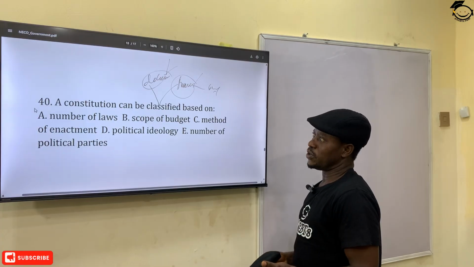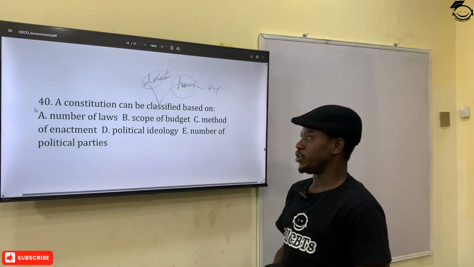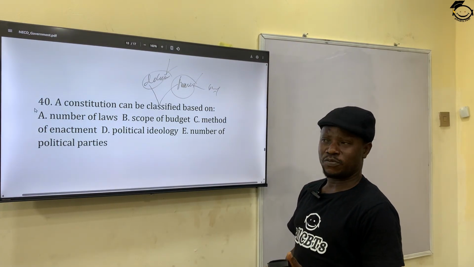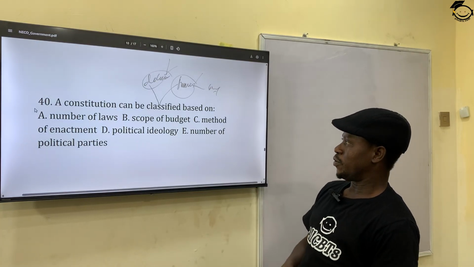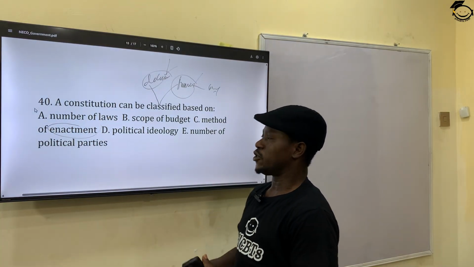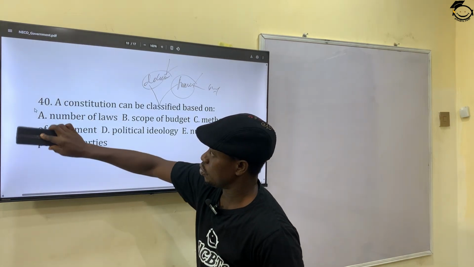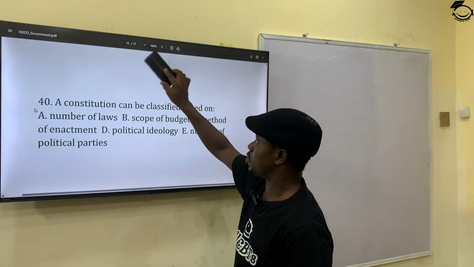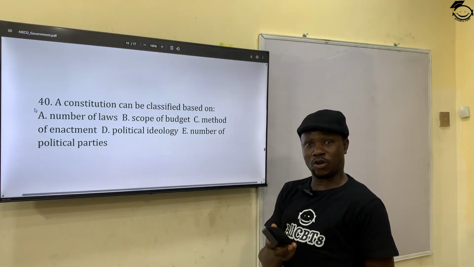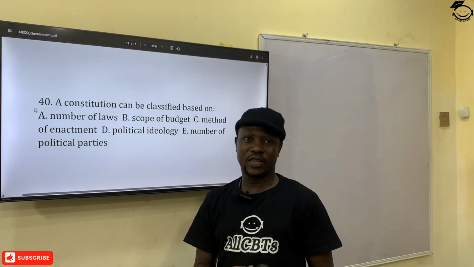So a constitution can be classified based on number of laws, scope of budget, method of enactment, political ideology, number of political parties. From the explanation I just gave you, it is method of enactment. That's the process of documentation; the process of codification of the Constitution is called enactment. Enactment means the process of making it. Is it written in a single document or is it contained in multiple documents?